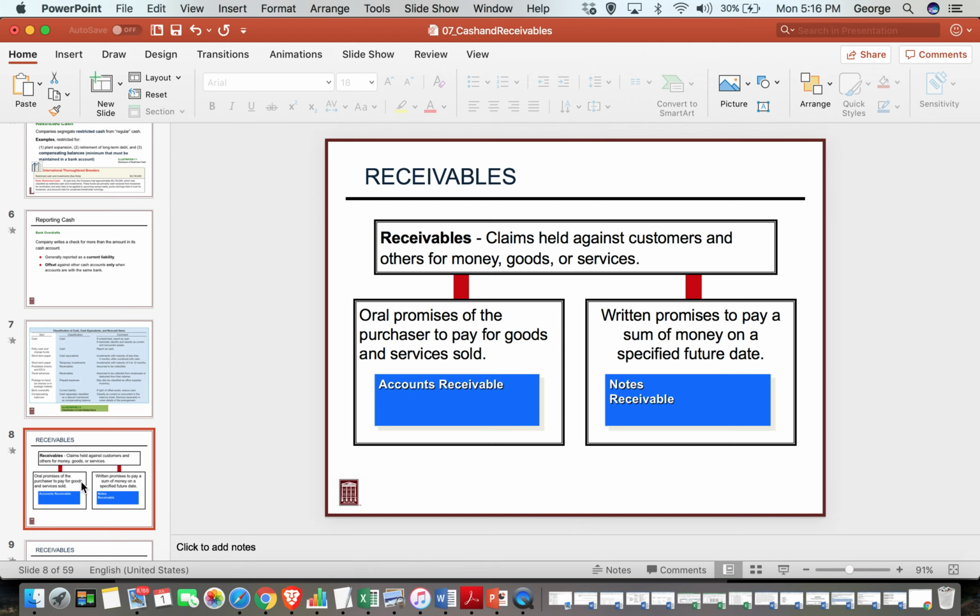All right, so that's everything you need to know about cash. Receivables are claims held against customers and others for money, goods, or services. An account receivable, you know what that is. We sell a product to a customer, we deliver the product, and they promise to pay in 30 days. So it's an oral promise, but it is, of course, a legal contract, even though it's oral, that they promise to pay for goods and services.